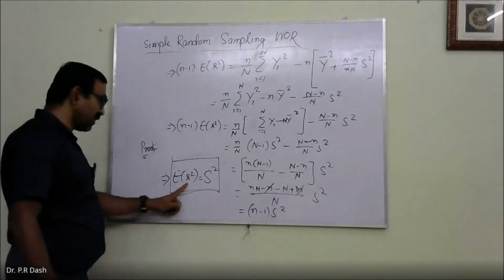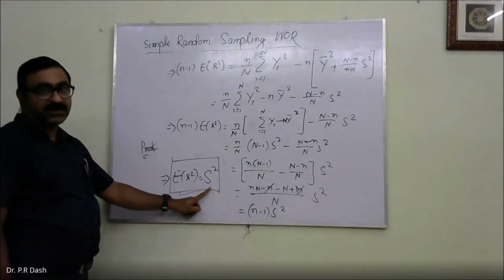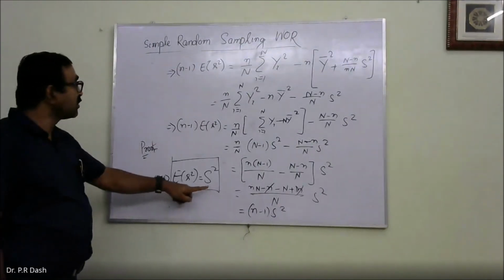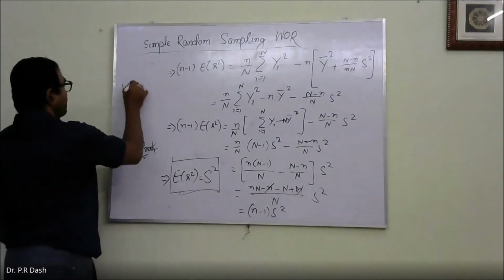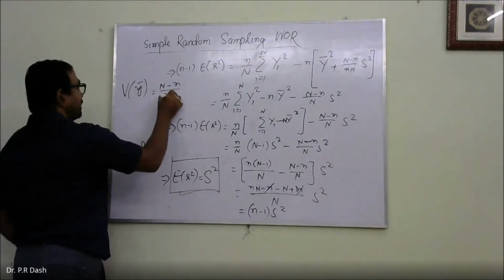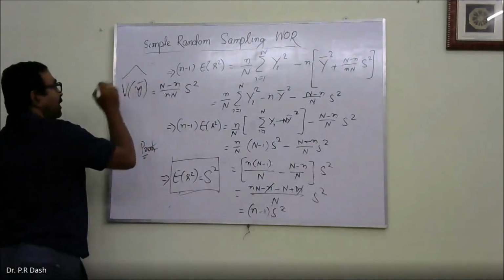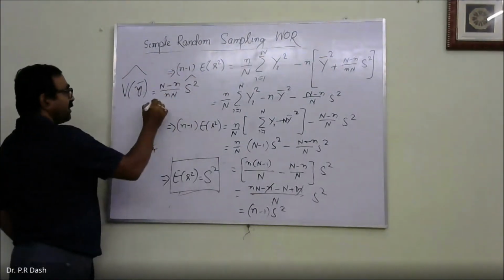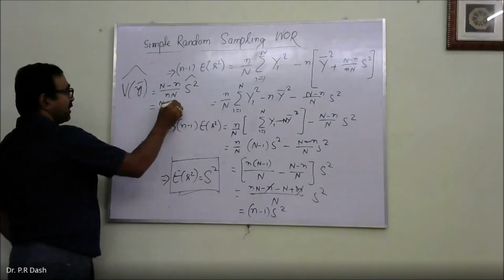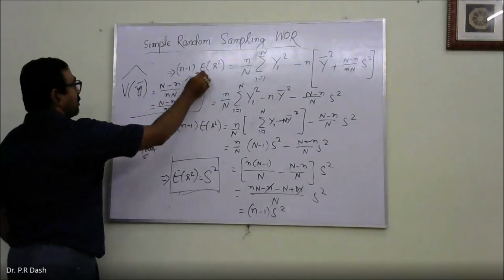So small s square, the sample mean square, gives an unbiased estimate of the population mean square. So we have variance of y bar that is equal to n minus n by n s square. So the unbiased estimate of the variance is the estimate of s square. So n minus n by n, this is small s square, which we want.